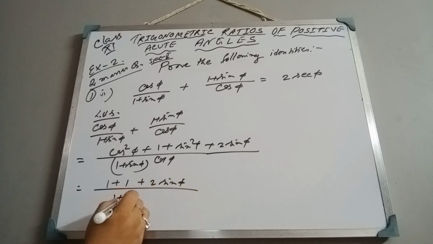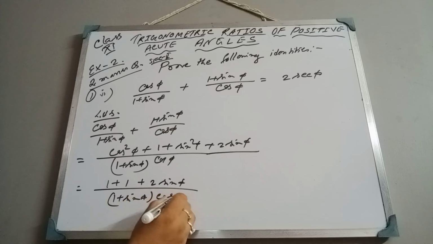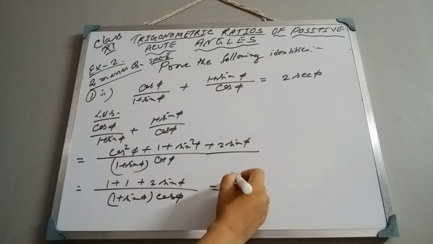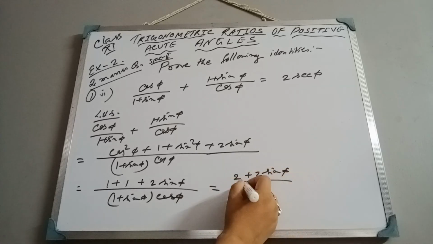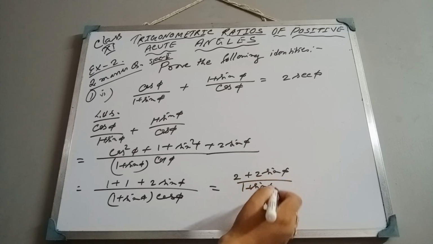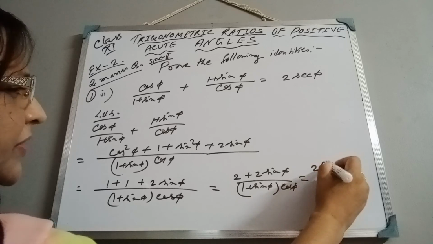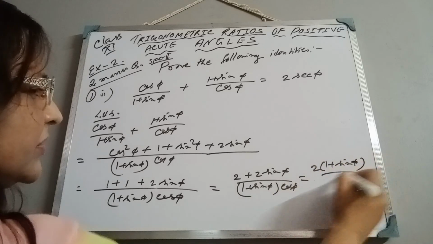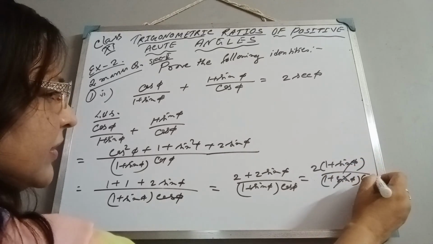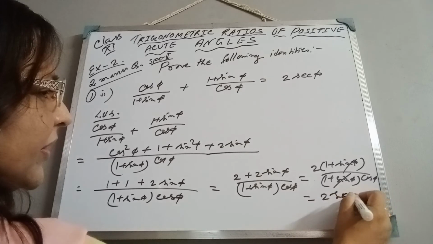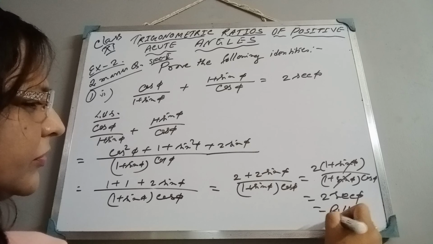And here 1 plus sine phi into cos phi. 1 plus 1 is coming 2, so 2 plus 2 sine phi by 1 plus sine phi into cos phi. Now take 2 common, so we will get 1 plus sine phi as the numerator. The denominator already has 1 plus sine phi. Both will be cancelled, and here it is cos phi. So it is coming 2 sec phi. I think it is clear. It is equal to the right hand side. Proved.